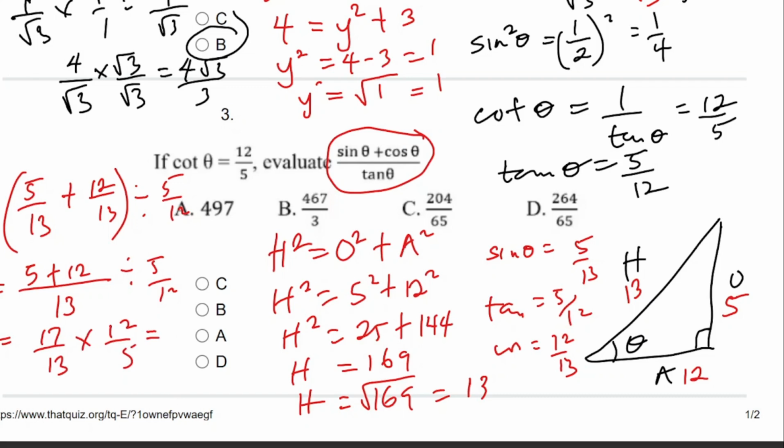Then we multiply and see what we're going to have. We're going to have 17 times 12, that gives 204, all over 13 times 5, which gives 65. So 204 over 65. The answer is option C. I hope you are getting it correctly. All right, so it's a bit rough. Sorry for that, it's because of the space.